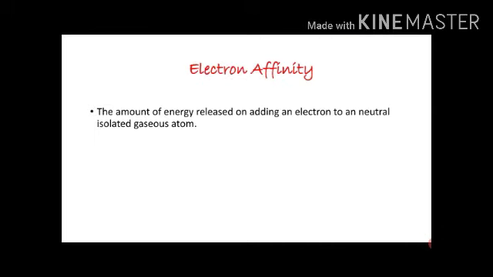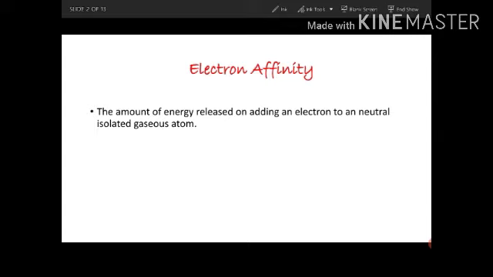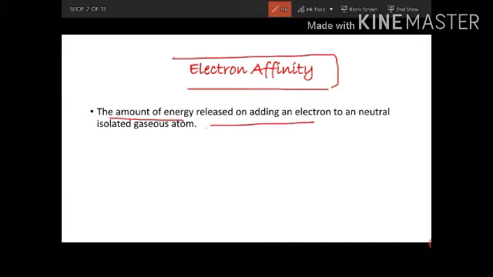So without wasting much time, today we are going to start with the last two topics of this chapter. The first one that we have today is electron affinity. Now let's come to the definition first, students. It is the amount of energy released on adding an electron to a neutral isolated gaseous atom.